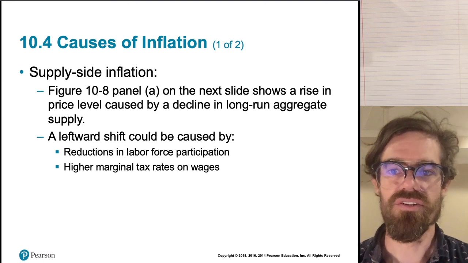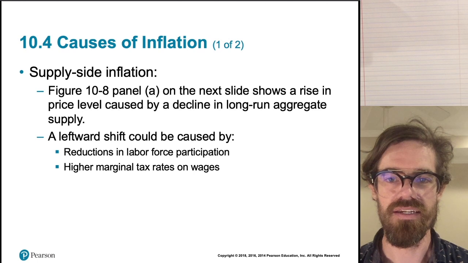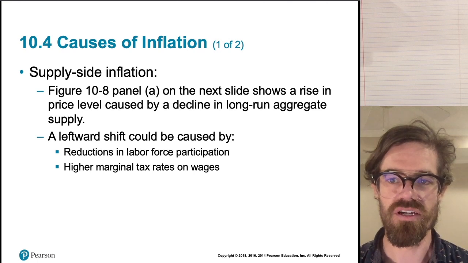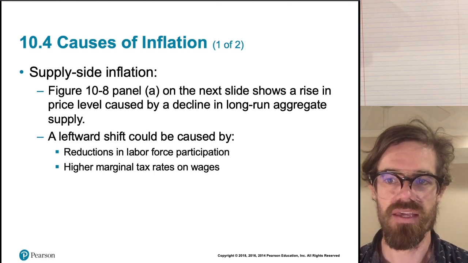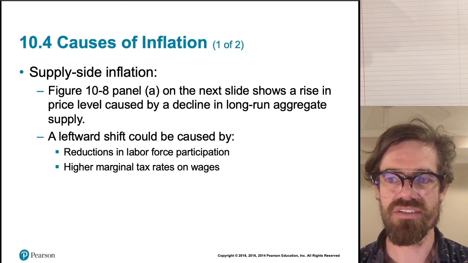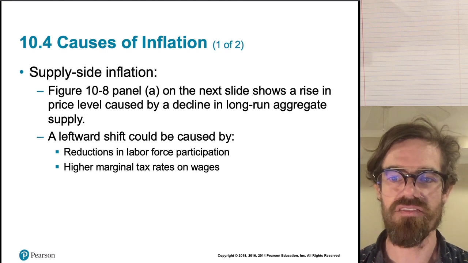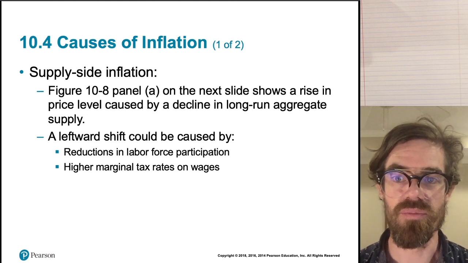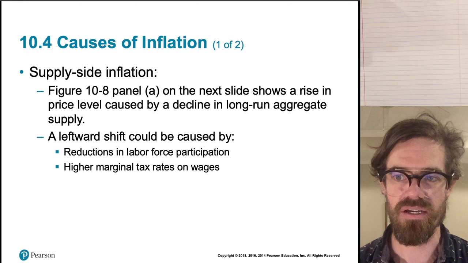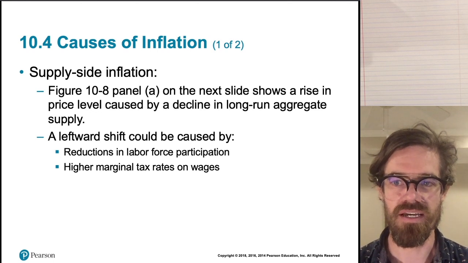All right, so now we're going to look at the causes of inflation. I already kind of mentioned one already, so we'll look at that one, but we'll also talk about another one. The other one that we haven't talked about yet is called supply-side inflation, and we'll see this in the next slide. But basically, when we have supply-side inflation, it's coming from a reduction in long-run aggregate supply, which we don't usually experience. But it does happen from time to time.